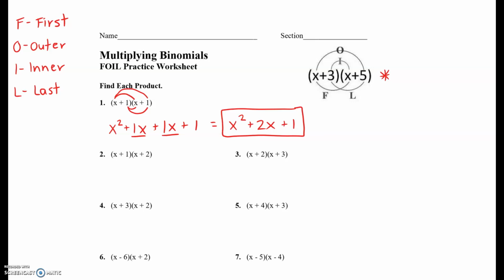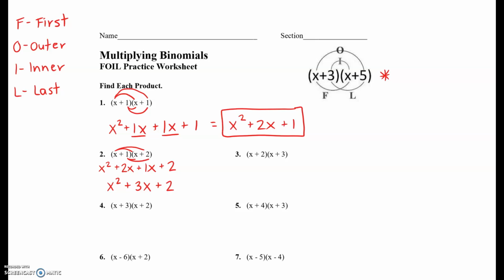If you look at number 2, again, multiply the first and outer. So x times x would be x squared. X times 2 would be 2x. Then we multiply the inner and last. 1 times x is 1x. 1 times 2 is 2. And add the like terms together in the middle, which would give you x squared plus 3x plus 2.